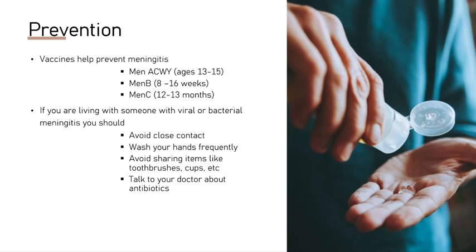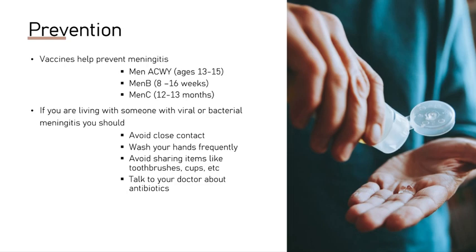To prevent meningitis, if you're already living with someone with viral or bacterial meningitis, you should avoid close contact, wash your hands frequently, practice good hygiene, avoid sharing items like toothbrushes, cups, food, forks, or drinks, etc., and talk to your doctor about getting prescribed some antibiotics. A good way to prevent meningitis is to get vaccinated.